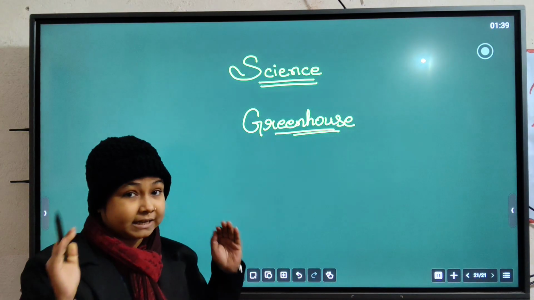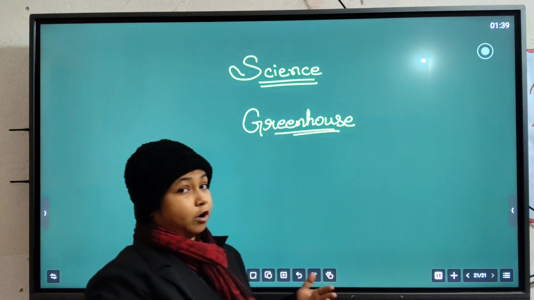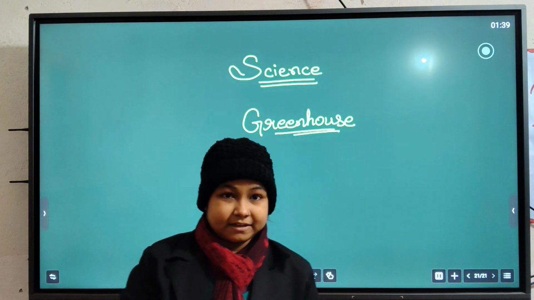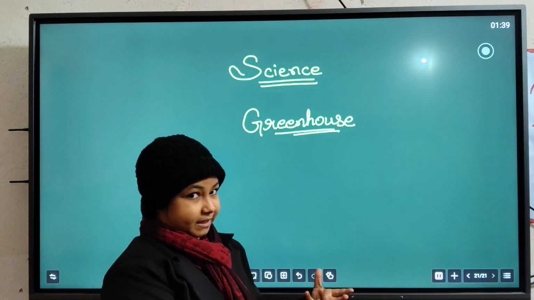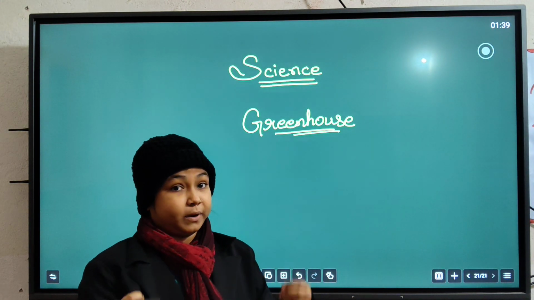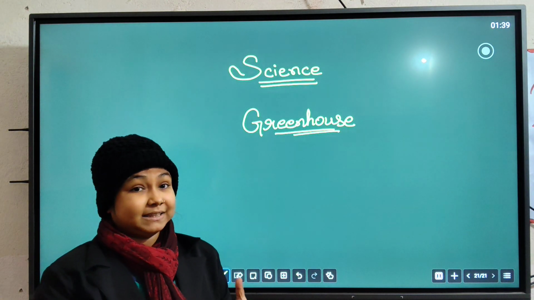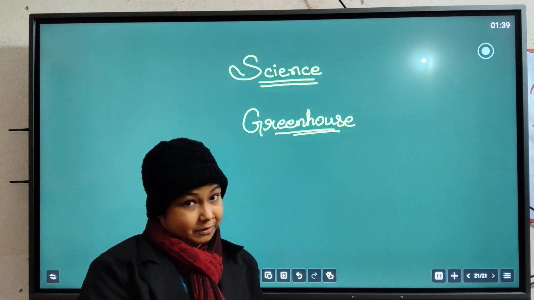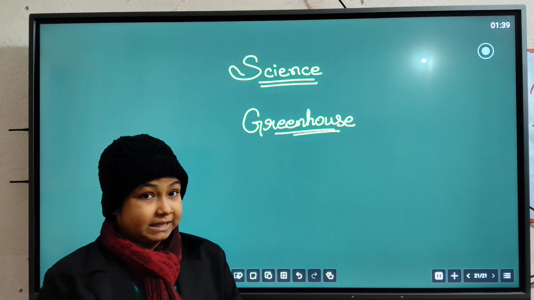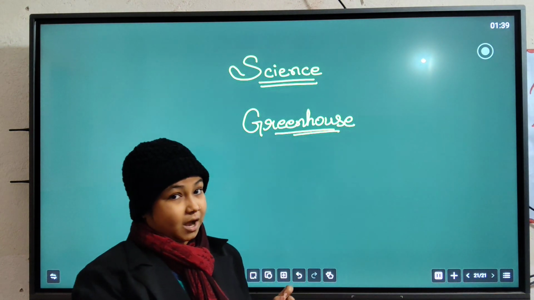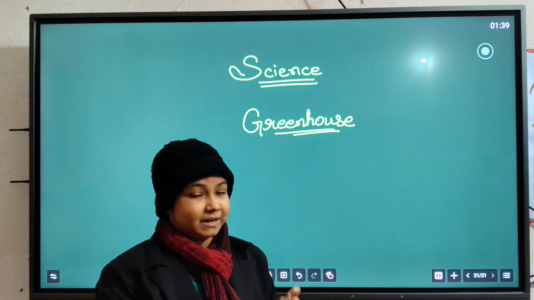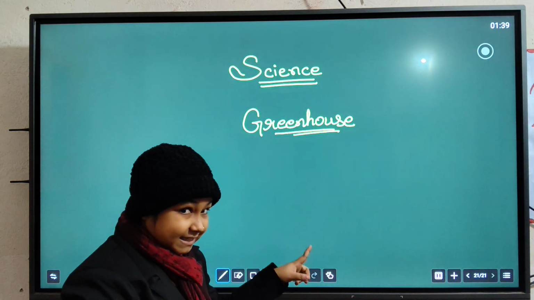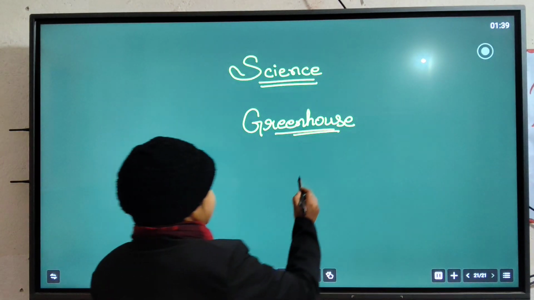A greenhouse is a glass house made to provide suitable conditions for plants to grow in cold climatic situations. If a plant is growing in a cold climate, it does not get its favorable conditions. So to give them favorable conditions, we grow plants in a greenhouse. A greenhouse gives plants suitable climatic conditions. Our earth provides the same condition.